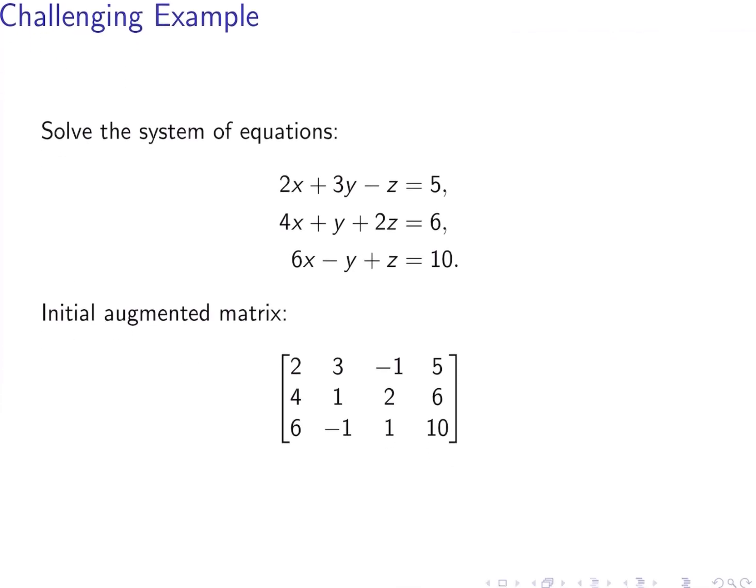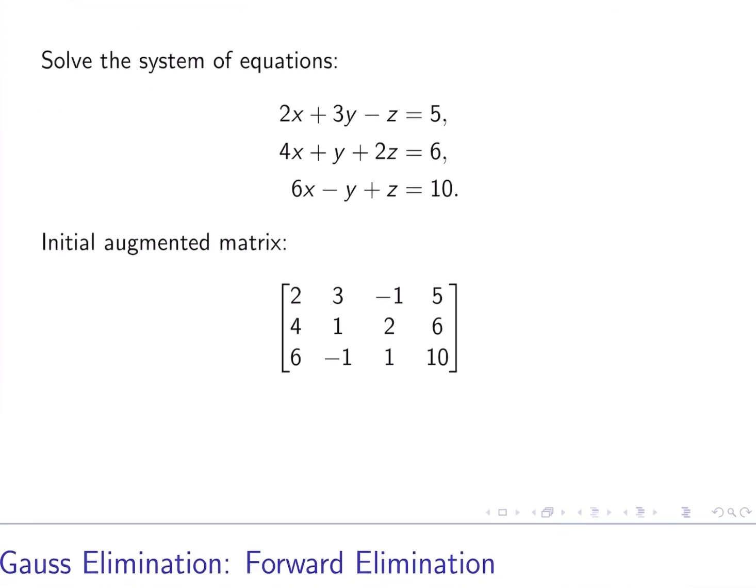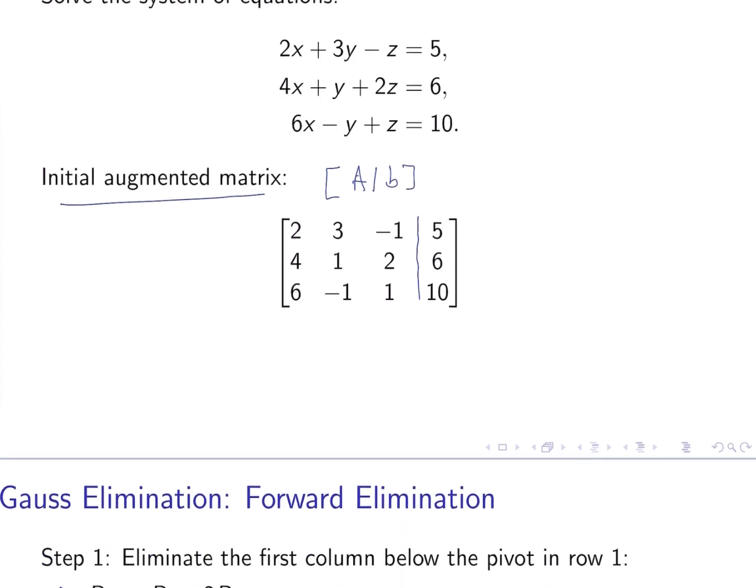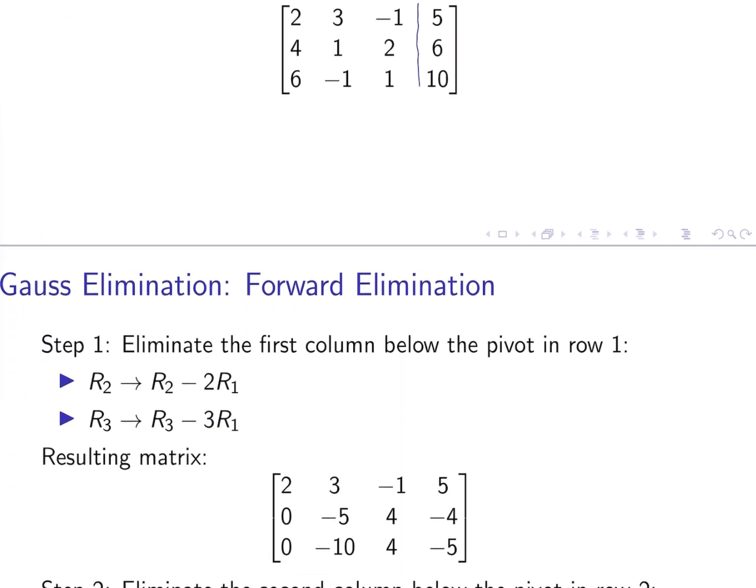Okay, so let us see one challenging problem. Solve the system of equations 2x plus 3y minus z equal to 5, 4x plus y plus 2z equal to 6, and 6x minus y plus z equal to 10. So the initial augmented matrix is A augmented B. We write A augmented B as the coefficient matrix and their entries, and B as the column, right? And then we apply the elementary row operations, right?